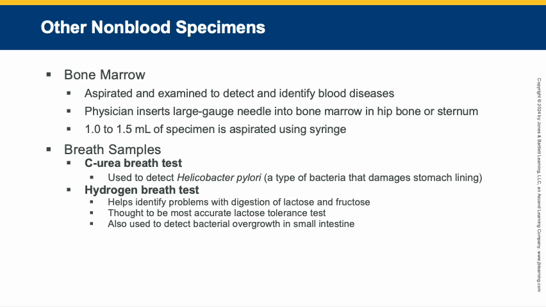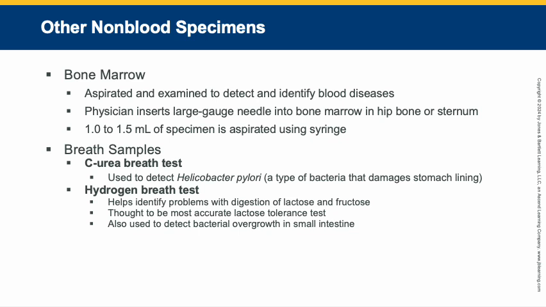Okay, you can also do breath samples. These are collected and analyzed. One is called the C-urea breath test. This is a common test to detect H. pylori. H. pylori is the organism that produces urease and causes stomach ulcers.